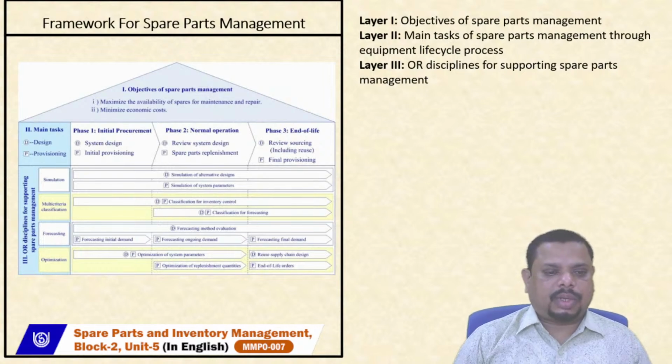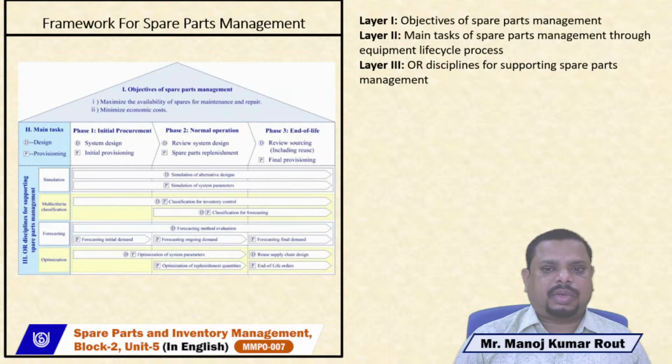So what are the optimizations? The first one is optimize the system parameters, reuse the chain designs, optimize the replacement quantities, and end of life orders. So these are under layer 3. So I repeat, the framework for spare parts management has three layers. Layer 1, objective of spare parts management. Layer 2, main tasks of spare parts management for the equipment life cycles. And layer 3, operation discipline for supporting spare parts management.